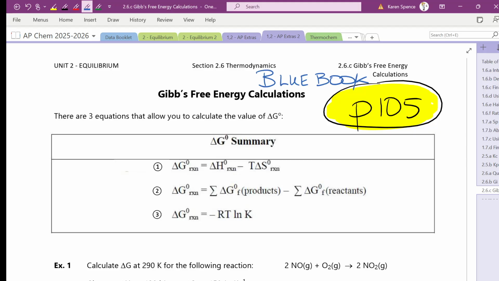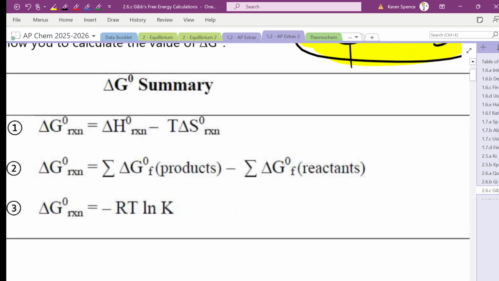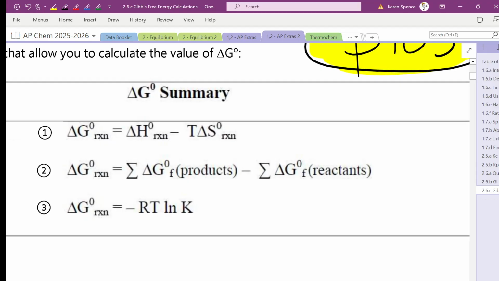Okie dokie, so today is just all going to be, number one, about delta G calculations. And number two, it's going to be about looking at KEQ from an AP perspective, just adding a few little extra things in. Okay, so delta G, these are the three formulas that you are given on your data sheet.